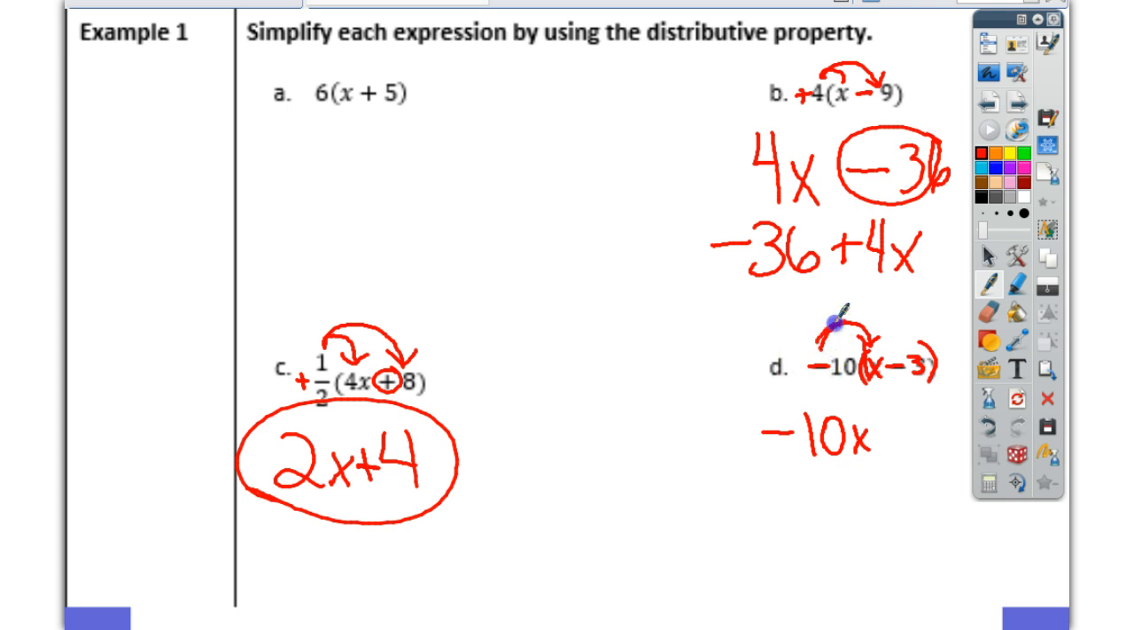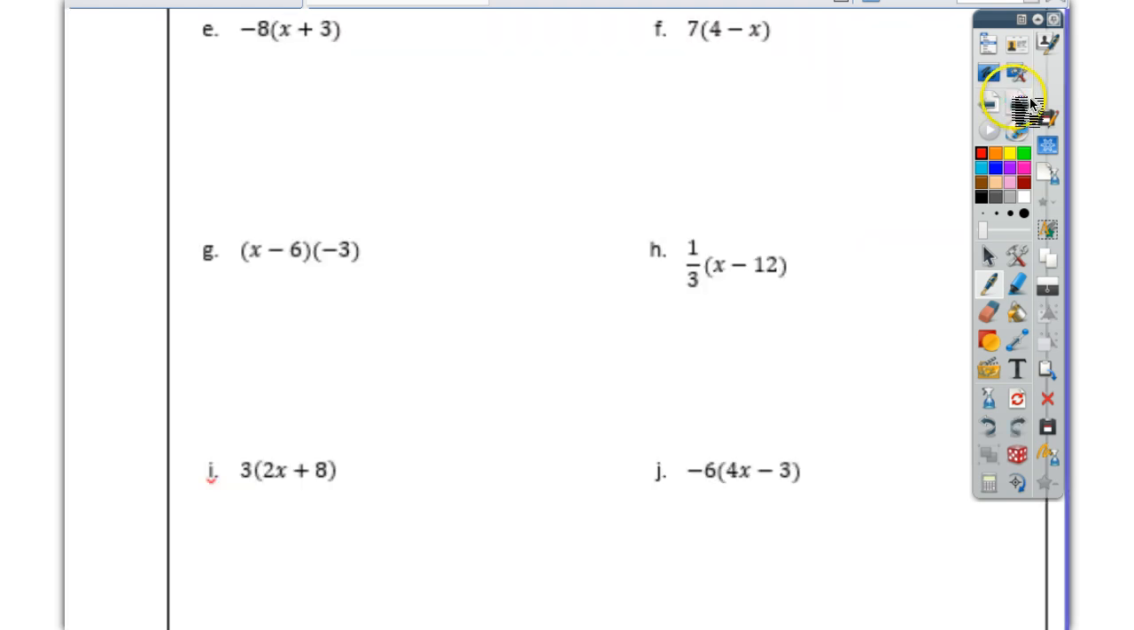What's a negative 10 times a negative 3? A positive 30, not minus 30. That one turns into a plus because a negative times a negative. So negative 10x plus 30, or 30 minus 10x. All right, how about E? Hold up your answer there.